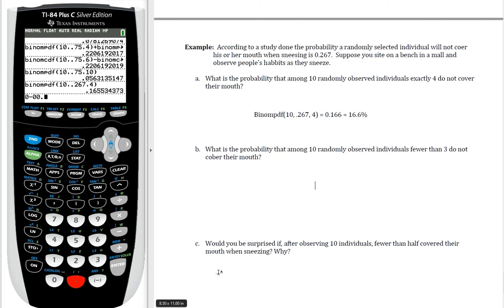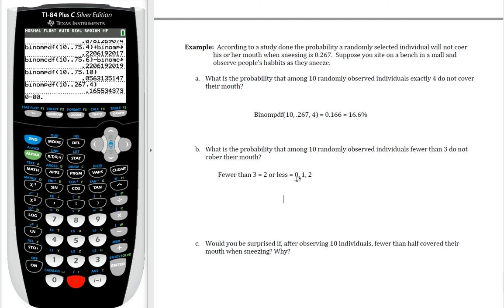What is the probability for B that among 10 randomly selected individuals, so still 10 trials, fewer than 3 do not cover their mouth? Should say cover. So fewer than 3, what that means is 2 or less, or 0, 1, and 2. That's what the phrase fewer than 3 means. So I could actually do this by doing binompdf of 0, and then binompdf for 1, and binompdf for 2, and put all those together.